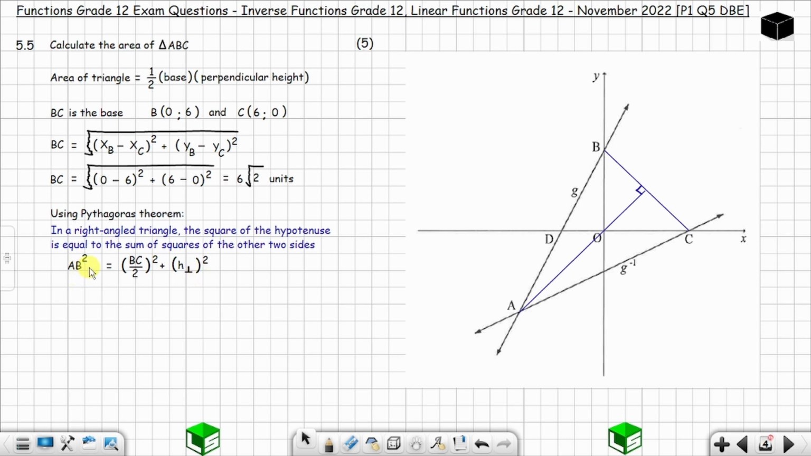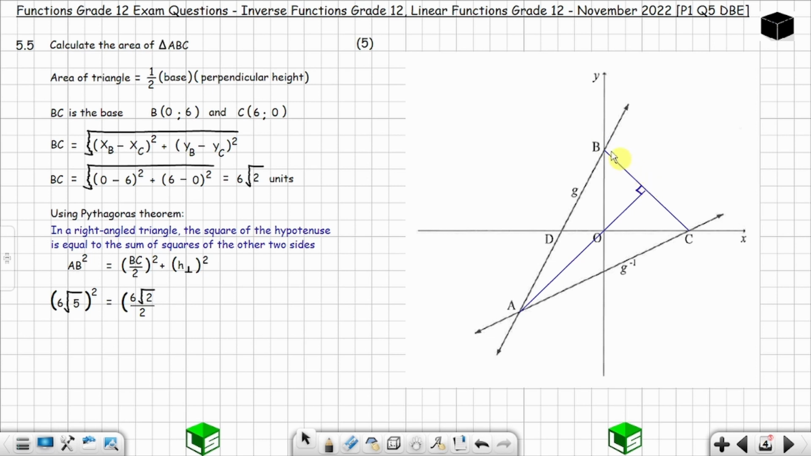Now you know AB from the previous question. AB is equal to 6 square root of 5. You can check that from the previous question, where you calculated the length AB. So AB square, (6 square root of 5) square, is equal to (BC over 2) square. You have BC there, right? So BC is 6 square root of 2, and you only need BC over 2 because you are dealing with this right triangle.